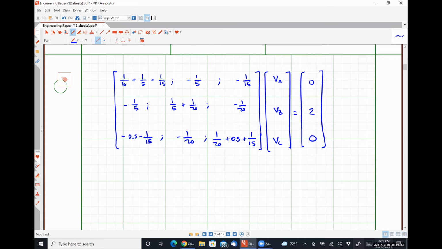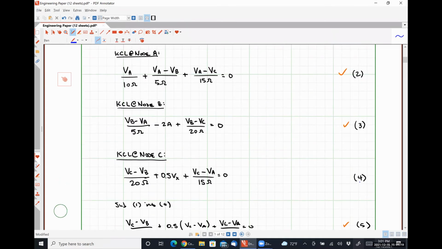Bradley. Where the 2 came from? Sure. So if we look back at equation 2, there's -2 amps, but when we move it to the other side of the equal sign, we should have variables on the left-hand side of the equal sign and constant terms on the right-hand side. So when we move that -2 from the left-hand side to the right-hand side, that's where the +2 came from.